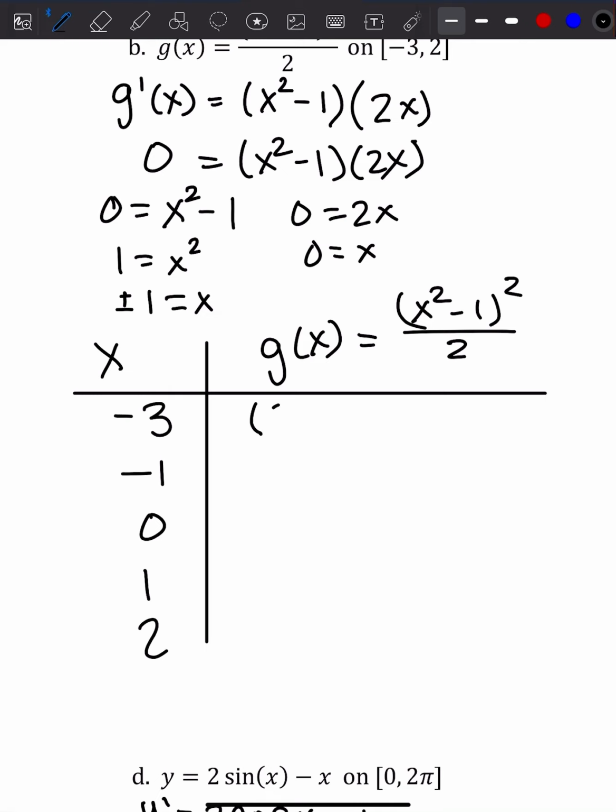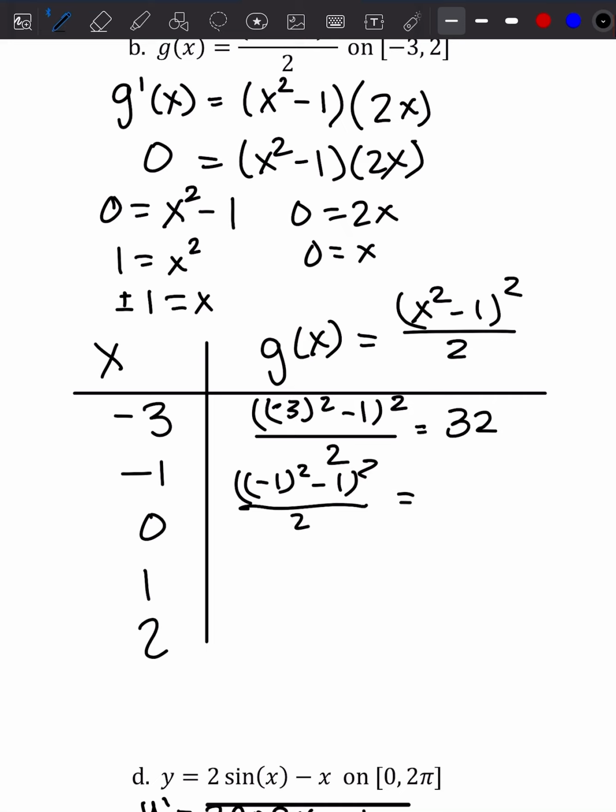So negative 3 squared minus 1 squared divided by 2. Negative 3 squared is 9. 9 minus 1 is 8. 8 squared is 64. 64 divided by 2 should be 32. We have negative 1. Negative 1 squared is 1. 1 minus 1 is 0. 0 squared is 0 divided by 2 is still 0.